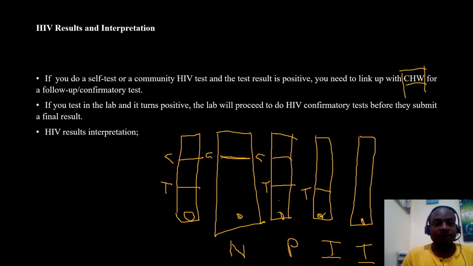In case you do an HIV test in the lab, we have kits that can do the rapid test. If it turns positive, we proceed and do other confirmatory tests to rule out false positive results. But we don't rule out the false negative results. In case it turns out to be negative, we just give you a negative result and you go home. So it's up to you to decide whether to repeat the test in the future or not. That's all about HIV testing and results interpretation.